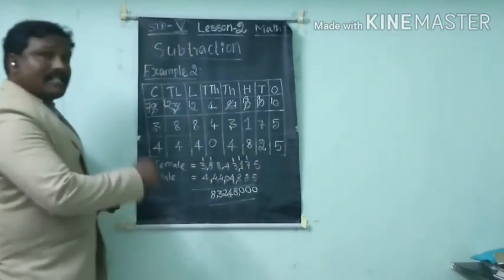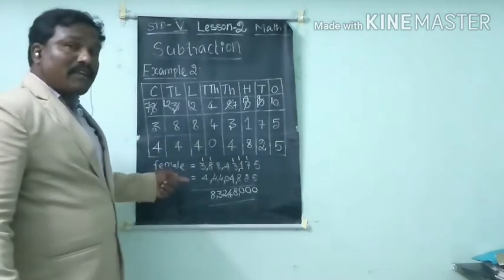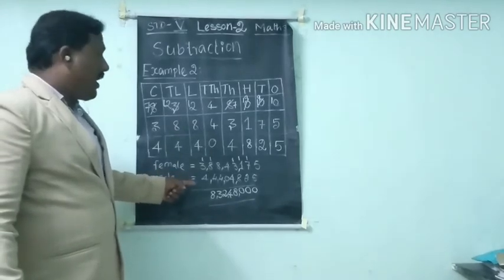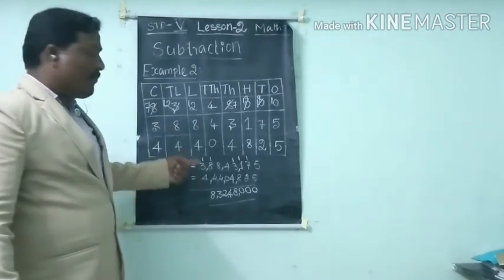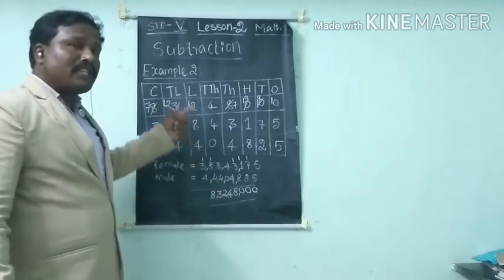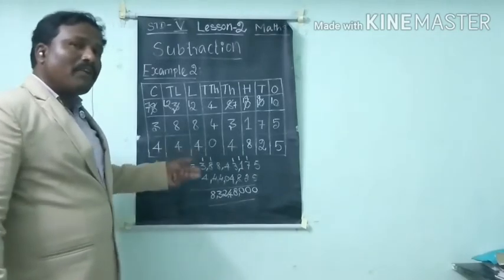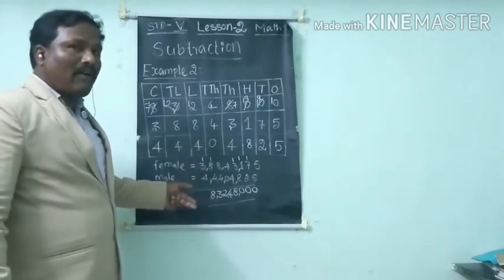Okay, both are the same. So the difference which we found, we have to add the male count and female count. We got one answer. That answer and our total population we have to check. If both are the same, our answer, the male count, is right. This is the way you can check whether your answer is right or wrong.